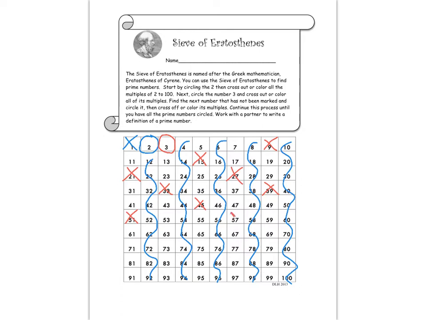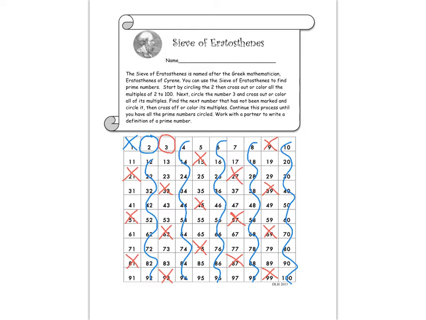57, again, a number that a lot of kids are not sure of, especially if you're not really strong in your multiplication tables, but 5 plus 7 is 12. 12 is divisible by 3. 63, 69, 75, 81, 87, 93, and 99.